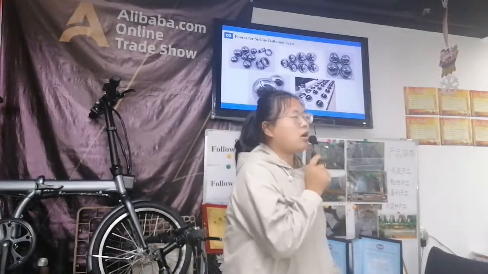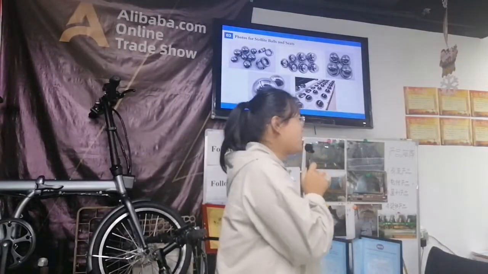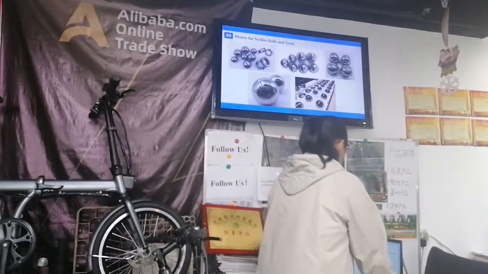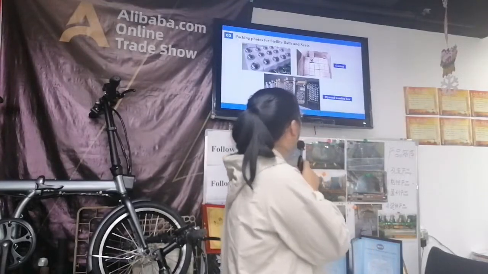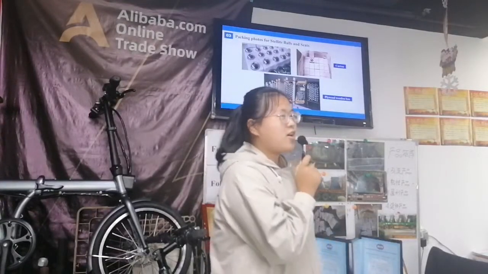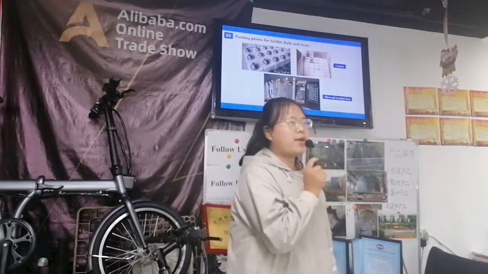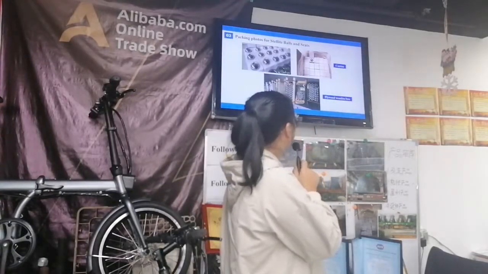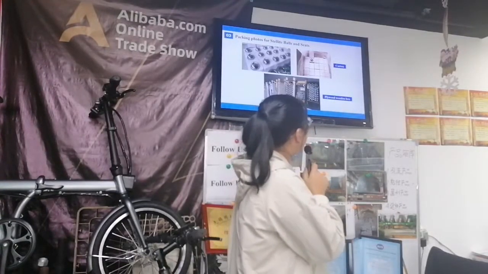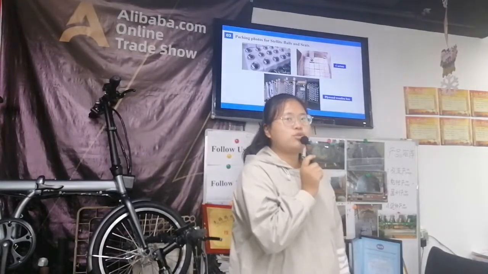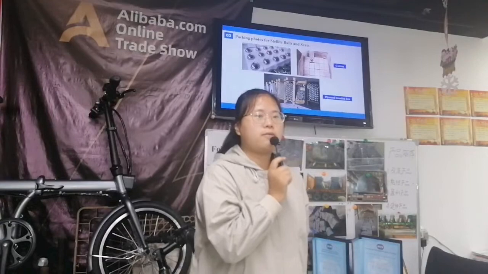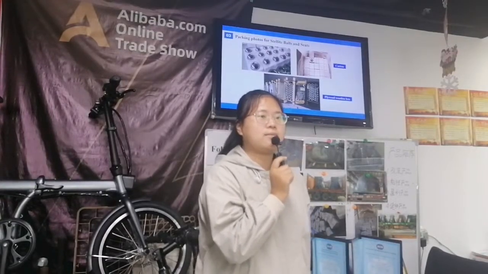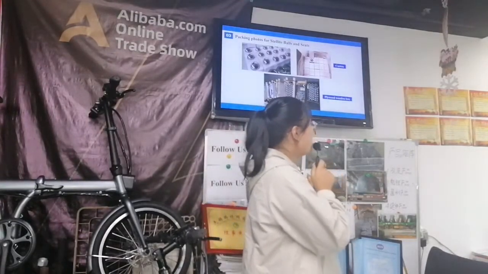Next, some photos for C94s and 6. Next, some photos of packing photos. You can see we have two types of packing. The first one is pallet and the other is wooden box.